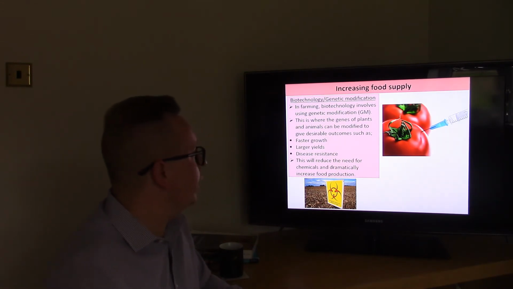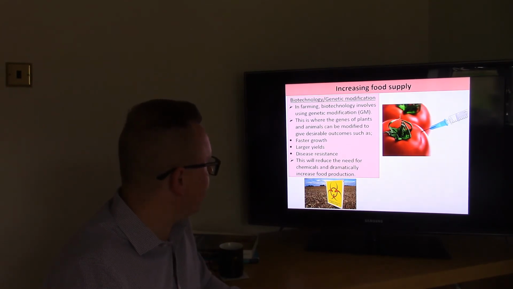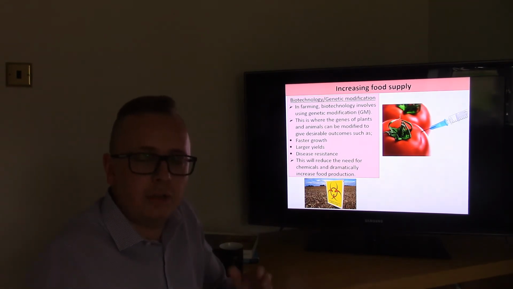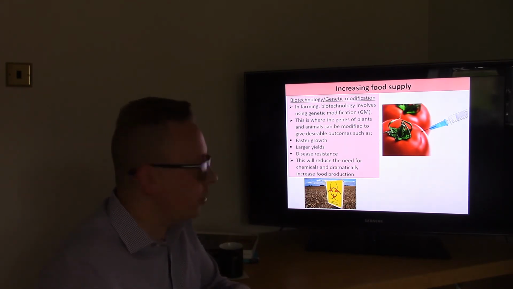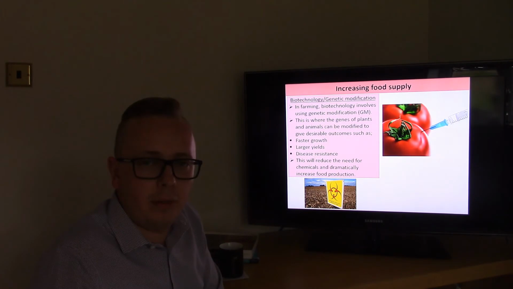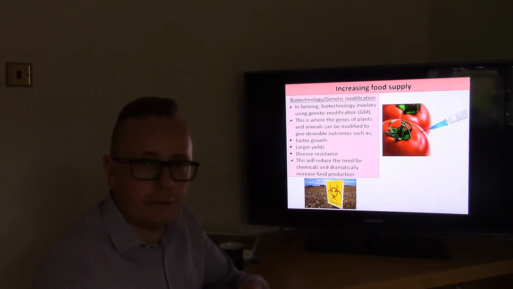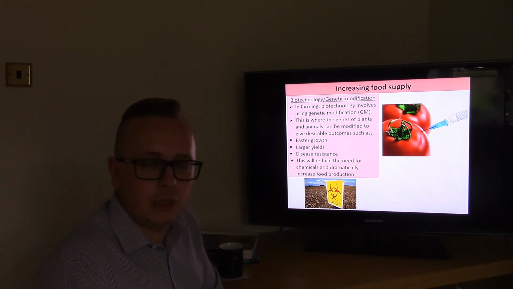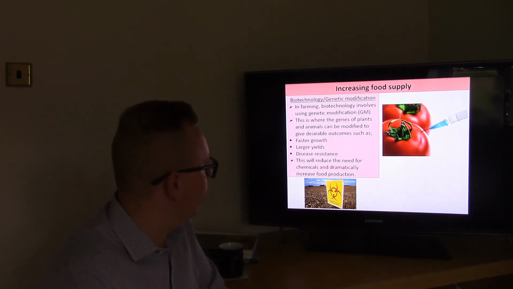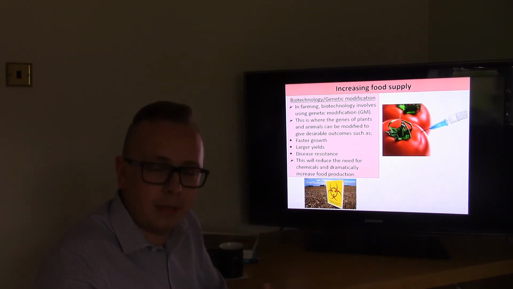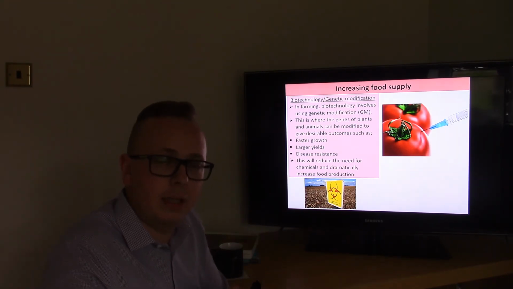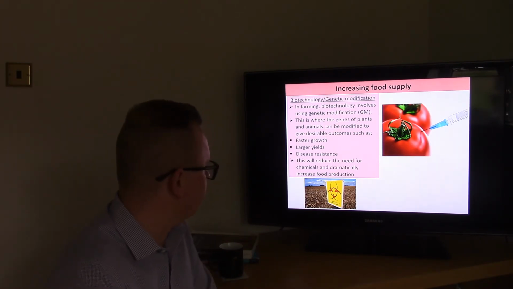Now, the next one is biotechnology, or more specifically genetic modification. That involves changing the genetic code of plants and even animals to get a more desirable outcome from that food source. Changes that can be made could be to encourage faster growth, larger yield, so a larger crop, and also disease resistance. So you can massively increase your yields by genetically modifying plants and animals to be more adapted to a particular environment. Something could become more drought resistant strains of crops so they can grow in particularly dry areas.